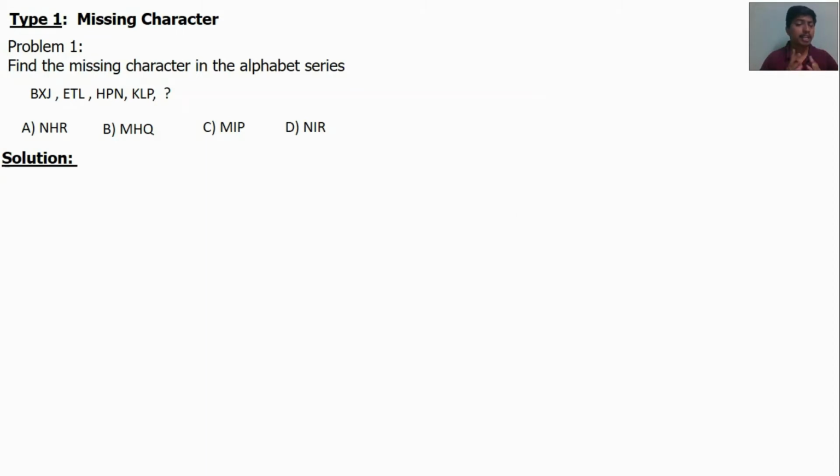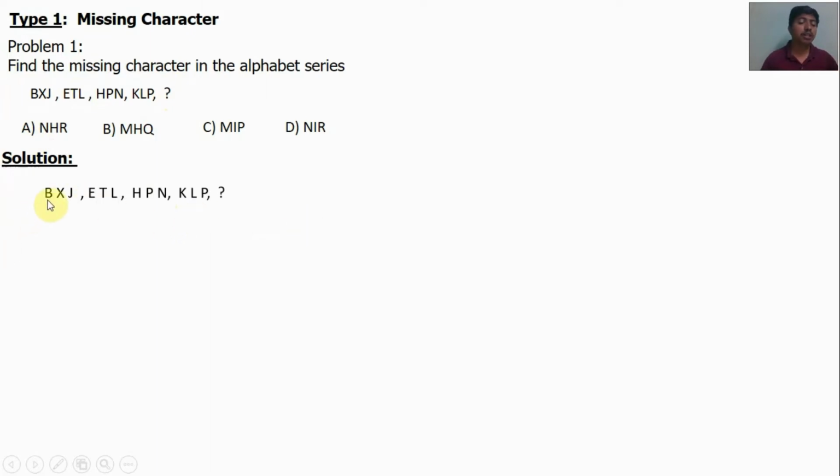First type is the missing character problem. We are going to find the missing character. In this type of problem, the procedure is to find the first letter of the missing character by comparing the first letters of the given characters. Find the second letter of the missing character by comparing the second letters of the given characters. This is the procedure.